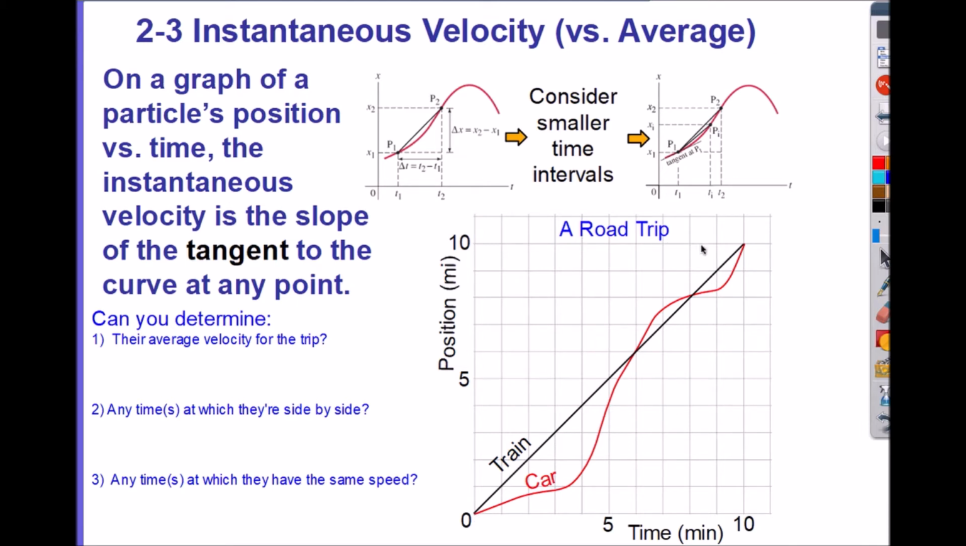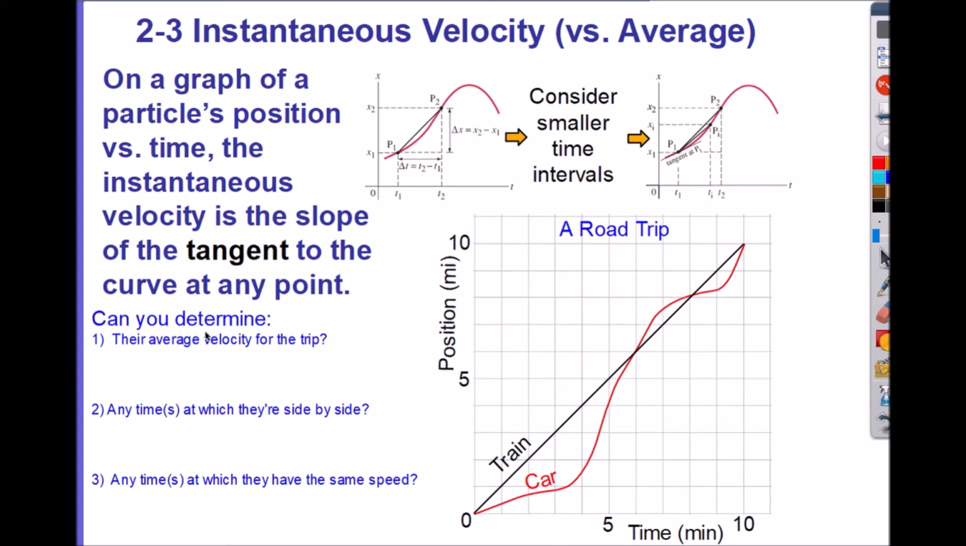They end about 10 miles away, or at least that's the last point at which we graphed their position. We see they're 10 miles from the starting point, and it took about 10 minutes. You can see the train has a nice little straight line segment here on a position-time graph representing constant velocity. You can see the car is variable throughout.